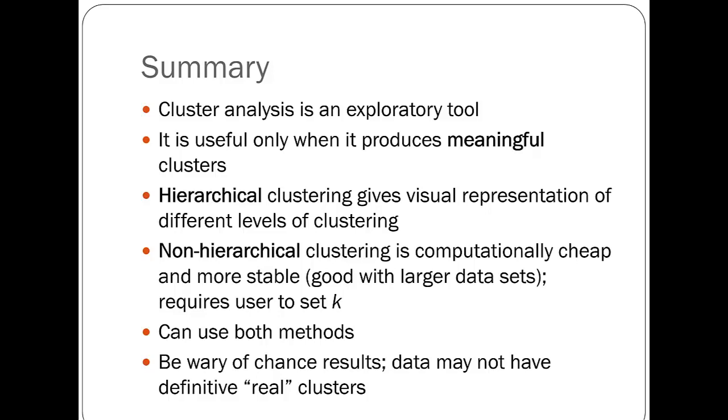You can use both methods. In fact, one way to help decide what the best value of k would be is to use hierarchical clustering, look at the dendrogram, and use that as a basis for picking a value of k. But you always want to be a little bit wary about this, because sometimes pure randomness can define clusters that will look like clusters but are really due to randomness. So you want to be a little bit careful about that.